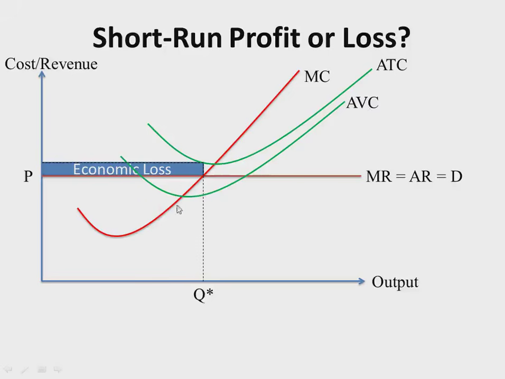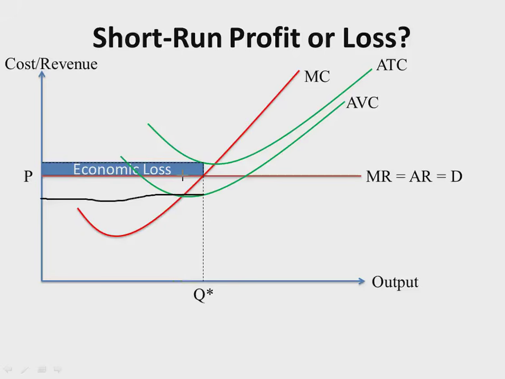So the firm is able to cover all the variable costs measured up to this point. So all these are variable costs. And then the difference between the average variable cost and the average total cost is the average fixed cost, meaning that the whole of this area here measures the total fixed cost. So the firm is able to cover all the variable costs and part of the fixed costs.